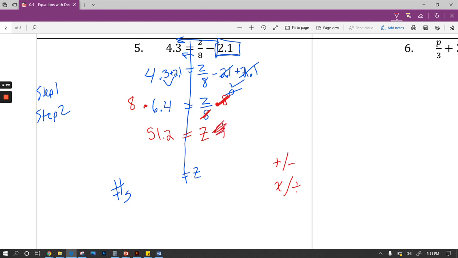1 times anything is just itself. So 51.2 equals z. We'll go ahead and check our work on that just to make sure that we're correct. And then once we have, we're going to go on to problem number 6, and we'll use these exact same steps in order to solve problem 6.